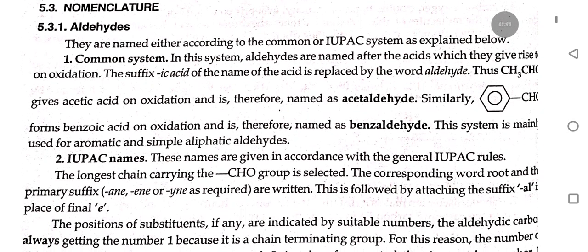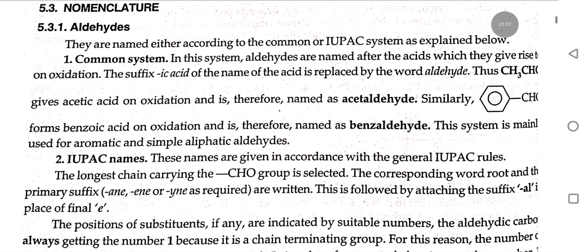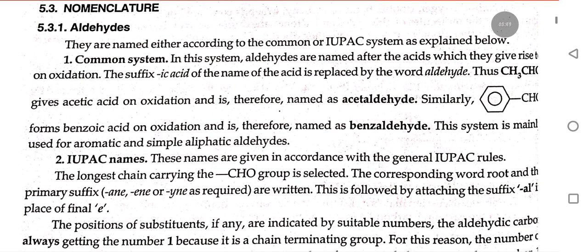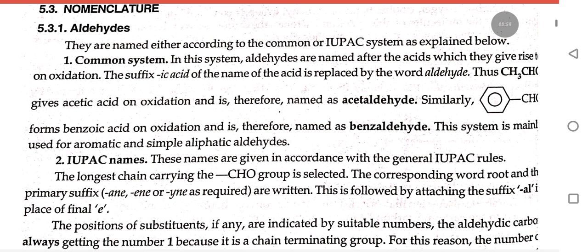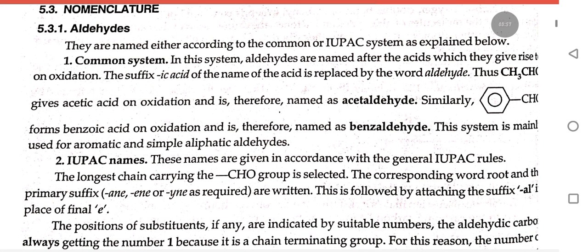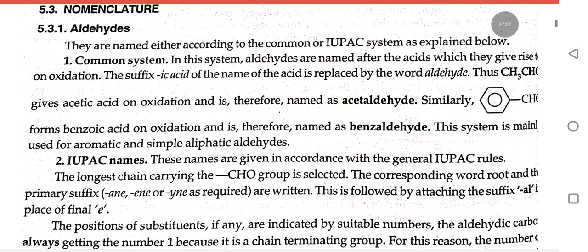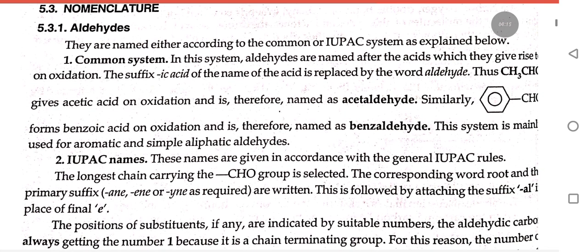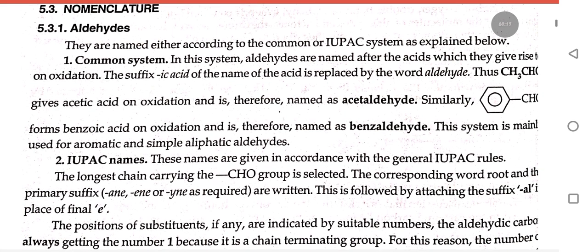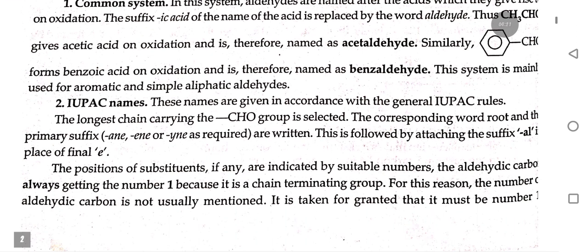Nomenclature. Aldehydes are named either according to the common or IUPAC system as explained below. Common system. In this system, aldehydes are named after the acid which they give rise to on oxidation. The suffix -ic acid of the name of the acid is replaced by the word aldehyde. CH3CHO gives acetic acid on oxidation and is therefore named acetaldehyde. Similarly, C6H5CHO forms benzoic acid on oxidation and is therefore named benzaldehyde. This system is mainly used for aromatic and simple aliphatic aldehydes.